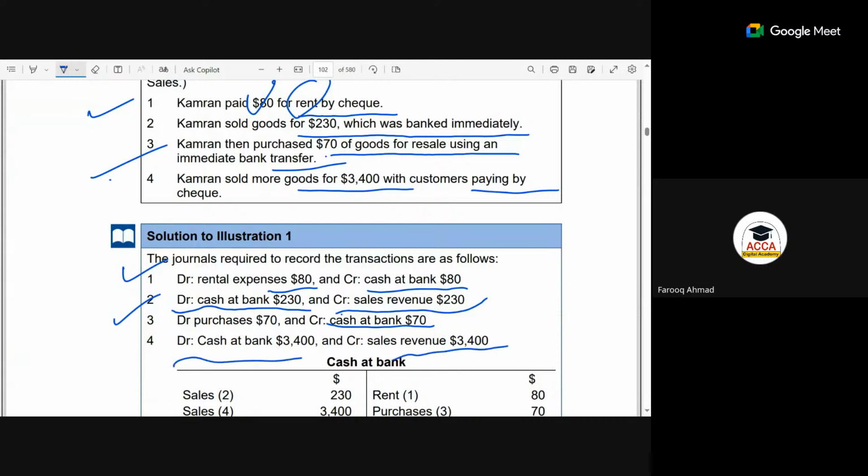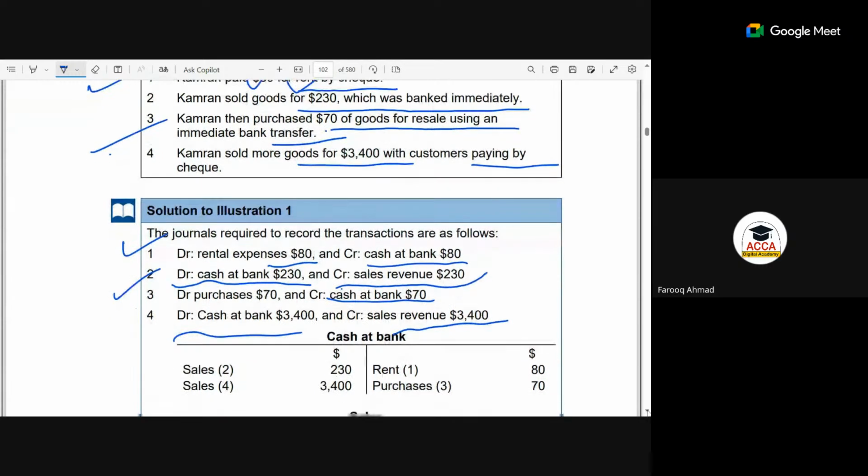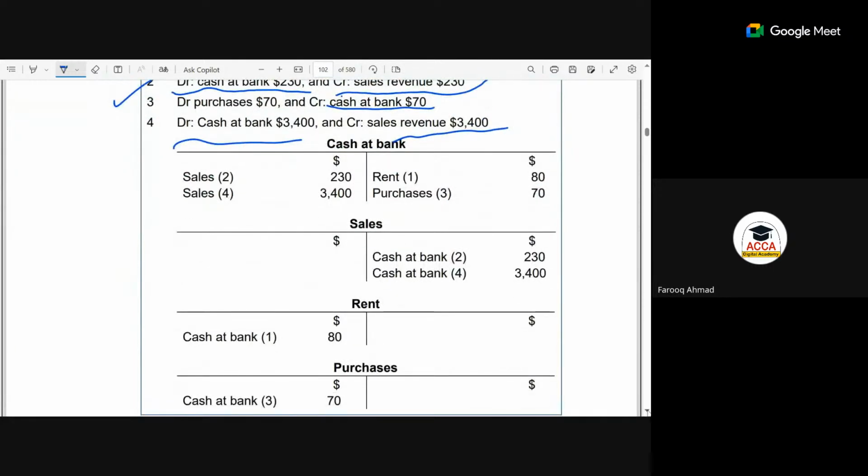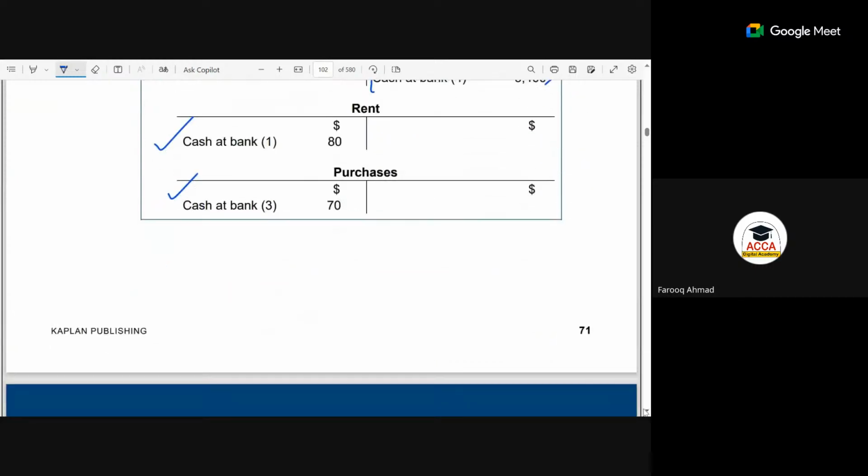These are easy things for your understanding, but don't worry, in the examination a little bit more complex things will come. These are the T accounts for the bank account and the sales transaction. Two items were sold and the sales transaction is showing in the credit, then the rent is cash at bank and the purchases were paid. These T accounts you have to practice more for your learning.